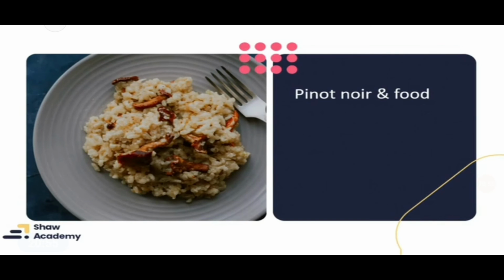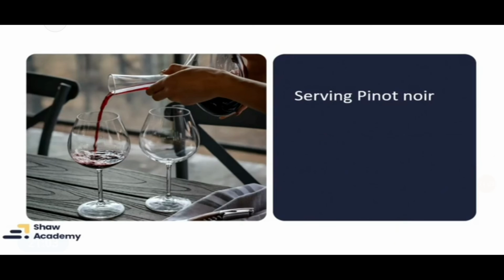Due to the bright acidity and spectrum of red fruits and earthy flavors found in Pinot Noir wines, Pinot Noir is a great food wine. Think about duck breast, mushroom risotto, or pork.